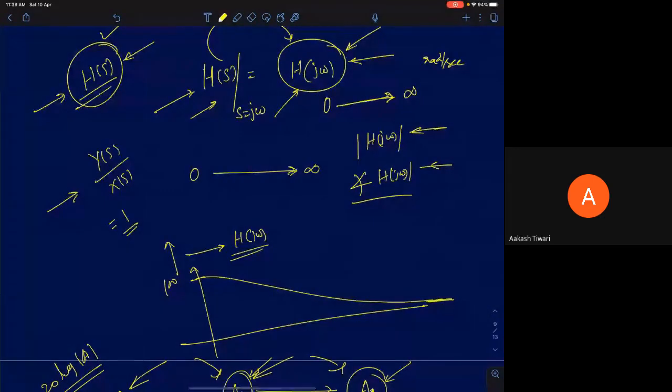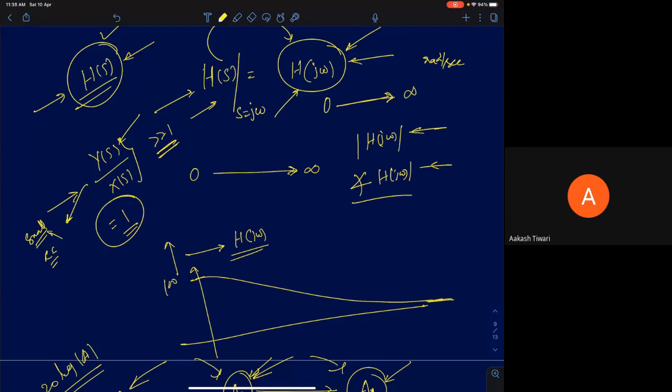Now, if y of s happens to be much greater than 1, then I know that the gain of the system is really large. If y of s happens to be much less than 1, then I know that the gain is very small. So small gain, I know by just looking at the value. If it is much less than 1, I know the gain is small. If it is much greater than 1, the gain is large. When it is equal to 1, there is no gain at all.